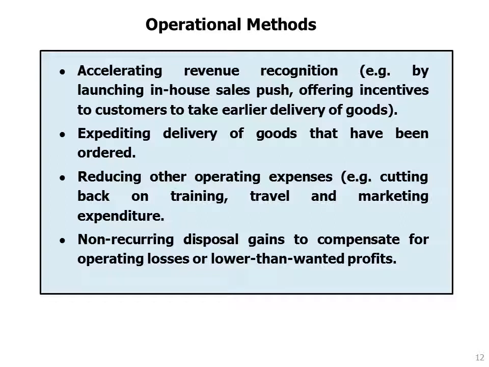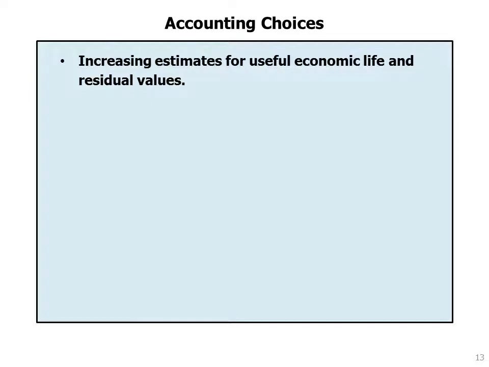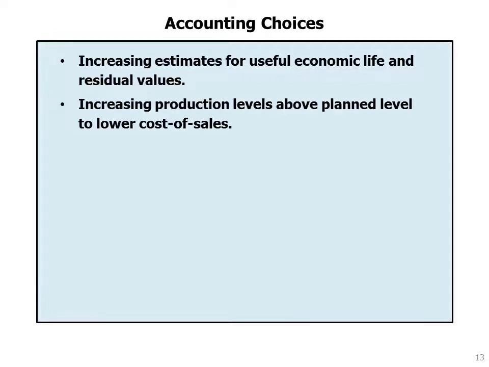And also firms may look for one-off disposal gains to compensate for operating losses or lower than wanted profits. Clearly, this is not a source that is sustainable, but where firms do have unrealized gains, they may choose to realize those gains in a period in which their profits are weaker than they would like. And in terms of accounting choices, well, the easiest way is probably to increase estimates for useful economic life and residual value, reduce the depreciation charge by spreading the depreciation over a longer period, and by having a higher residual value.